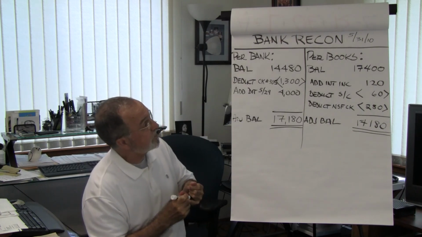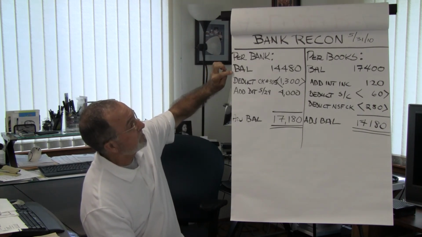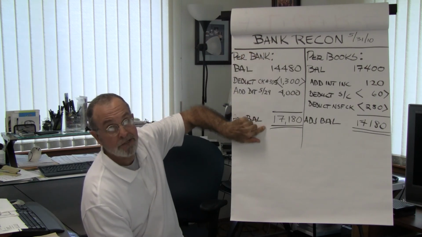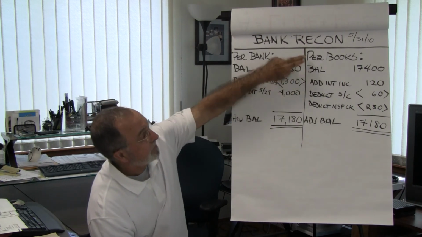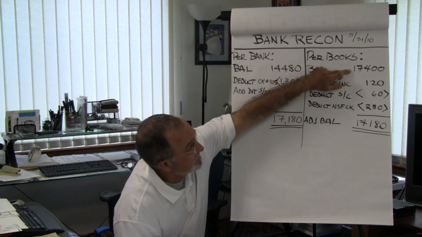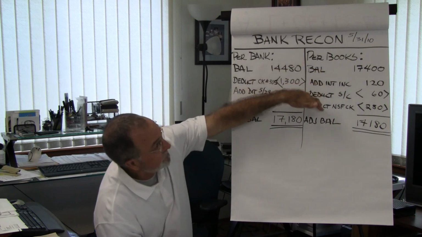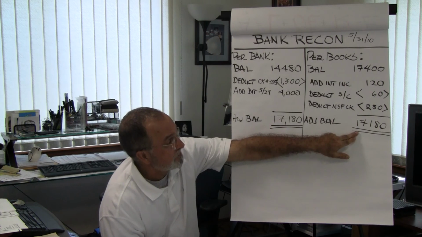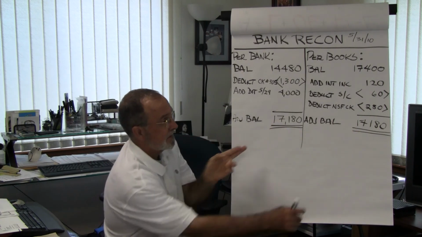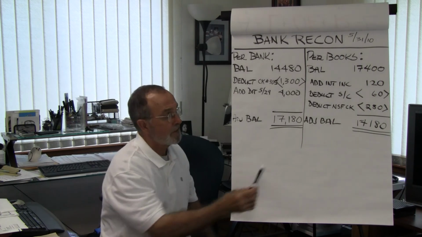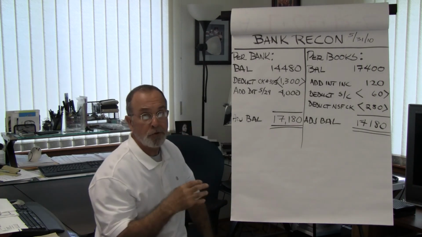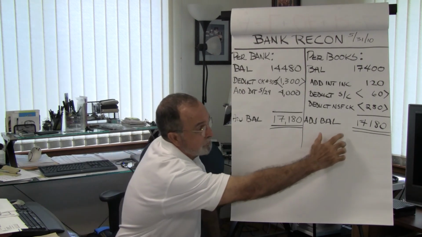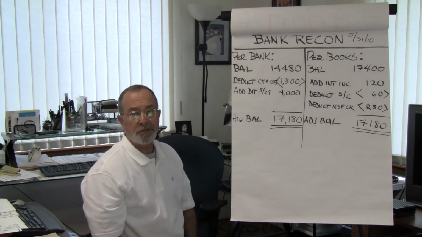Again, a quick summary. Our bank statement showed a balance of 14,480. Our adjusted balance is 17,180. And our books had shown a balance of 17,400. And after adjusting for 3 items that showed up on our bank statement, our adjusted balance is also 17,180, and so we are in balance. And we need to make our cash ledger account balance equal to the adjusted balance, which is 17,180.